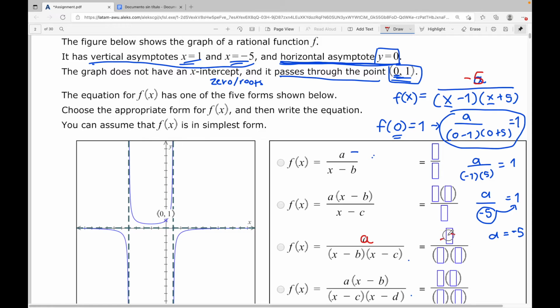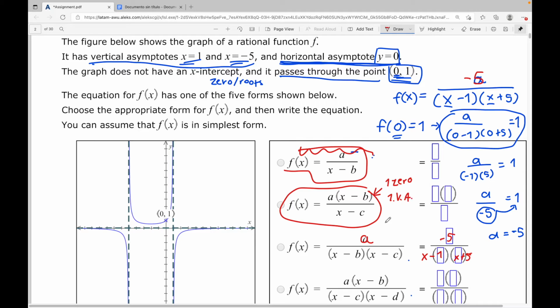And that's our function: -5, x minus 1, x plus 5. Okay? So now let's see another example. Let's say, okay, I actually have one for this type of problem. For this type of problem, we're going to be given one 0 and one vertical asymptote, and probably a horizontal asymptote.